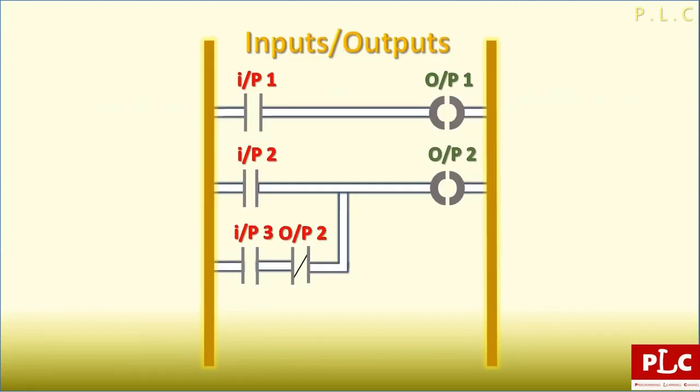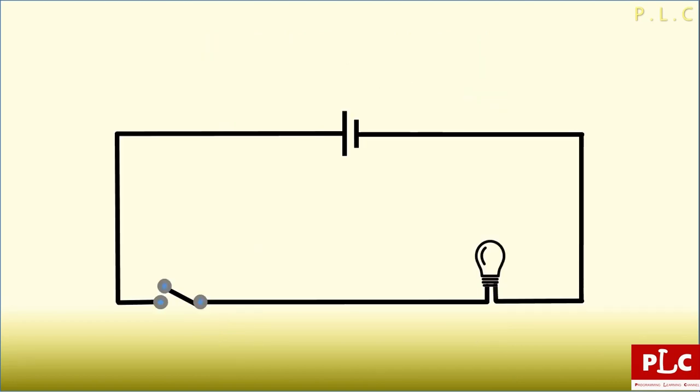Now to see how ladder diagram works, let me take an example of this circuit. In this circuit we have a battery as a power supply, an input switch and an output bulb. Now let's start the process and see how the circuit works. Let's actuate the switch to allow the power to flow through it, and the output bulb switches on when the power supply flows through it, and now the circuit is completed.